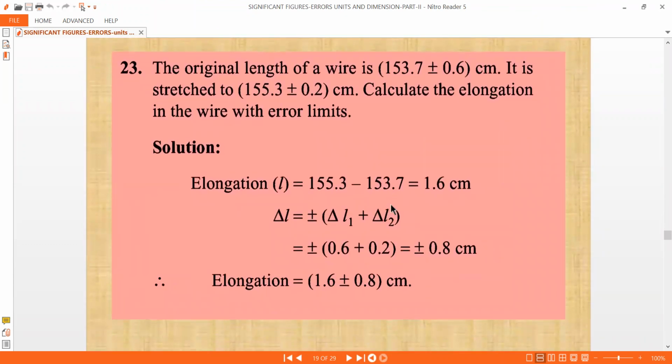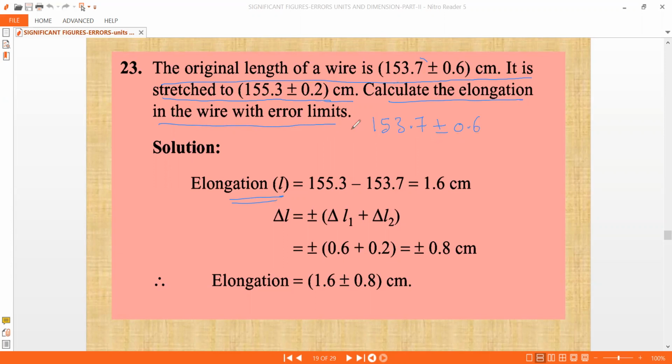The original length of a wire is 153.7 plus or minus 0.6 centimeters. It is stretched to 155.3 plus or minus 0.2 centimeters. Calculate the elongation in the wire within the error limits. So first, how to do this value? See, first you have to take, this is like you consider the elongation in the length is like difference of these two L's. First, they have written this 153.7 plus or minus 0.6.